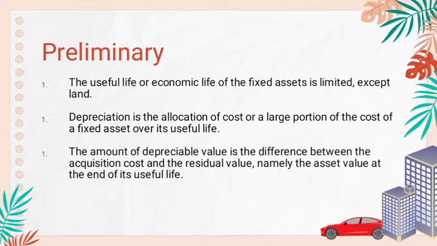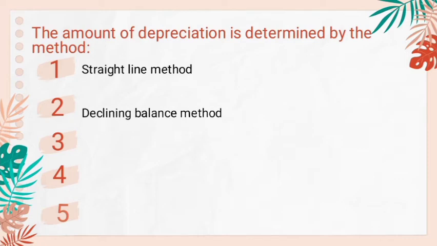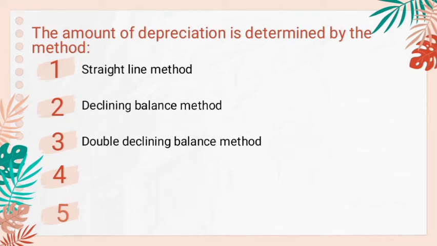Next, the amount of depreciation is determined by the method. Number 1, straight line method. Number 2, declining balance method. Number 3, double declining balance method. Number 4, sum of the year's digit method. And number 5 is production unit method.